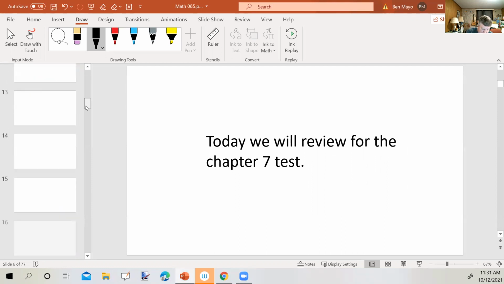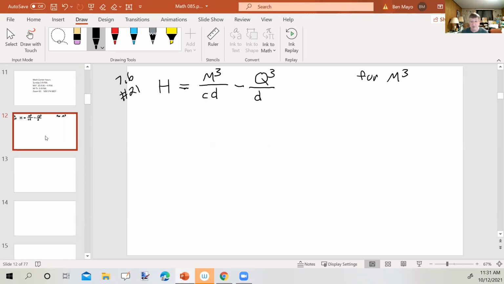I had a request for a question. This is from section 7.6, number 21. It says capital H equals capital M cubed divided by CD minus capital Q cubed divided by D. We are to solve for M cubed. So let's clear the fractions. We'll multiply both sides by the LCD, which is CD.